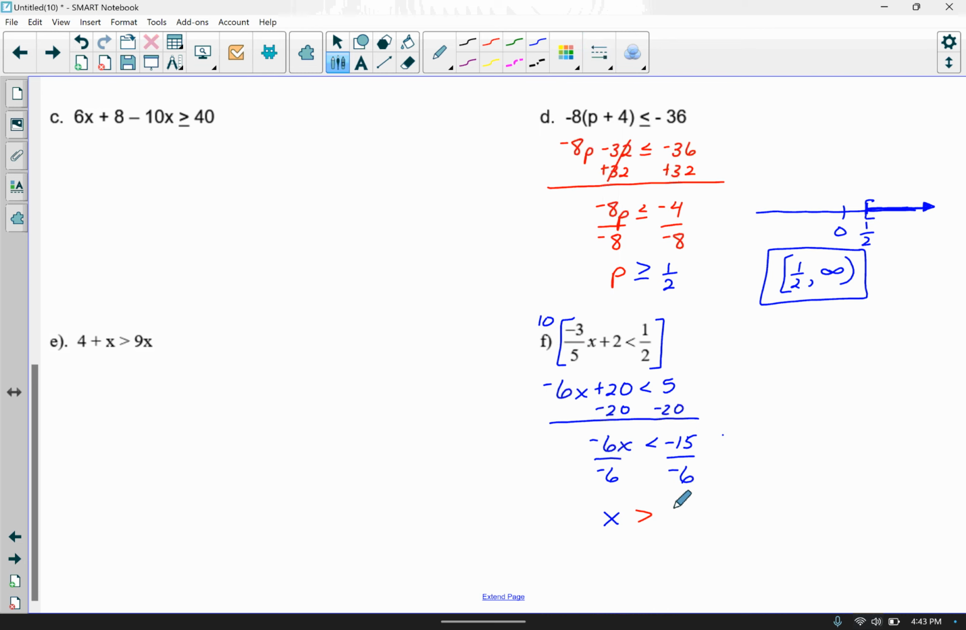A negative over a negative gives you a positive. I can divide both of those by 3. So 15 divided by 3 is 5. 6 divided by 3 is going to give me 2. So x is greater than 5/2. There's my solve. Let's get a picture here. So here's my 0. 5/2 is positive. So I put it over here on the right. Hopefully you agree. I'm going to put a parenthesis. I'm pointing to the right, so I am shading to the right.